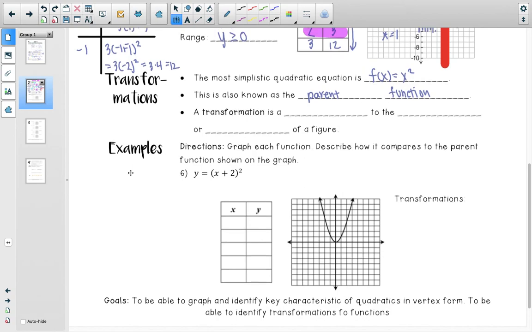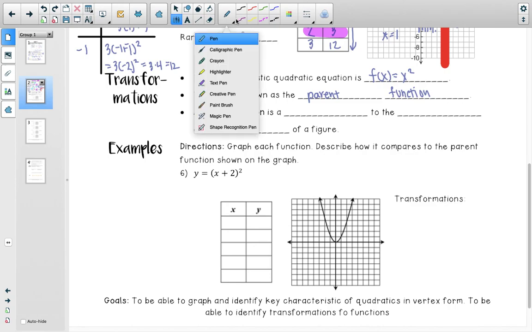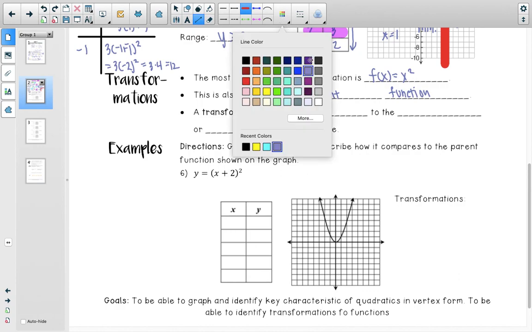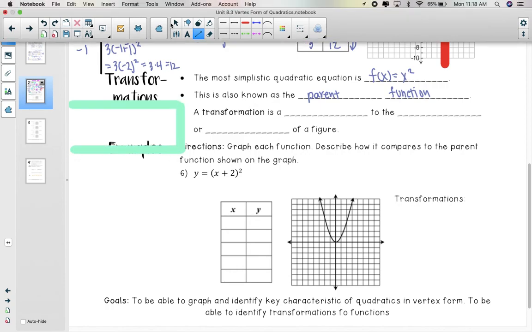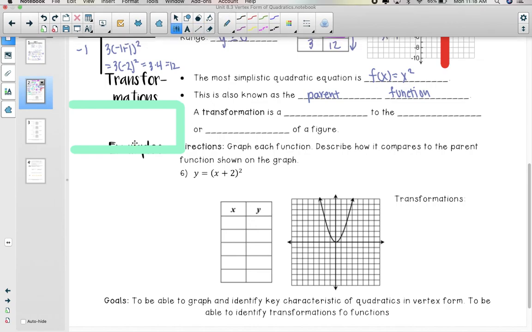Okay, so ignore all this stuff over here. So let's make a box, kind of like we did on that last one. And I don't get why it won't let me change colors. Let's see if it'll let me do it this time. There we go.